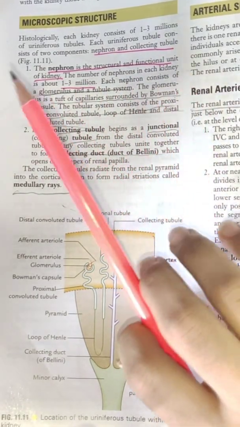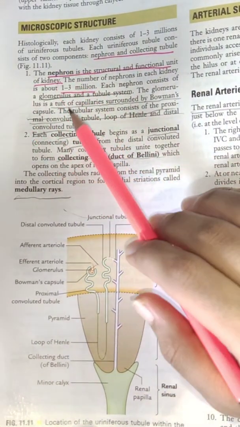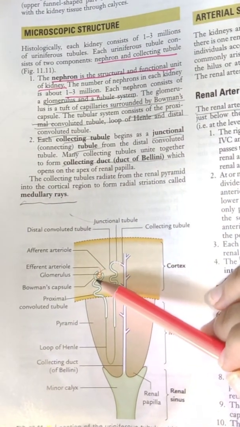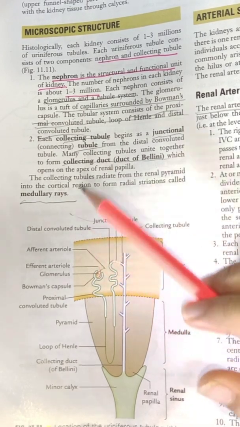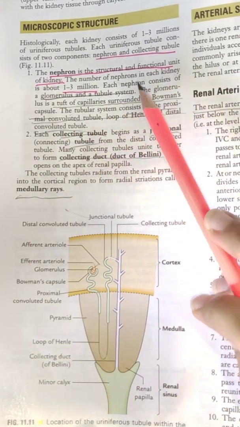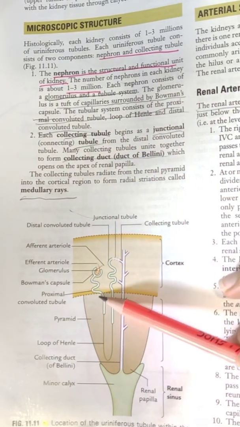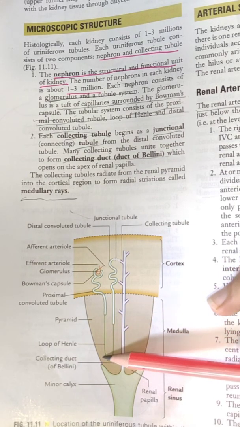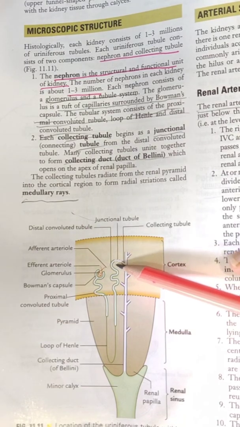Each nephron consists of a glomerulus and a tubular system. So it consists of a glomerulus, Bowman's capsule, and a tubular system. As you can see in this diagram, there is the glomerulus, afferent and efferent arteriole, Bowman's capsule. Then what includes the tubular system? The glomerulus is a tuft of capillaries surrounded by the Bowman's capsule. We know this point. The tubular system consists of PCT, Henle's loop. Henle's loop also consists of the ascending limb and descending limb of Henle's loop, DCT, junctional tubule.